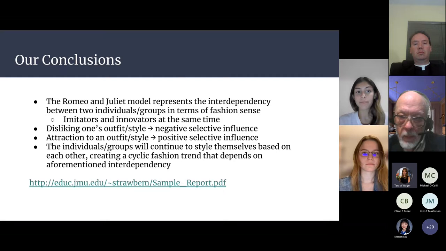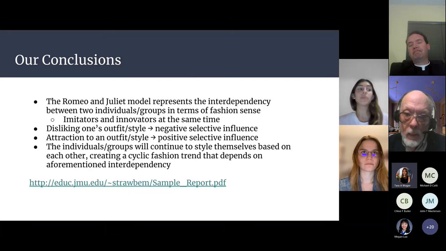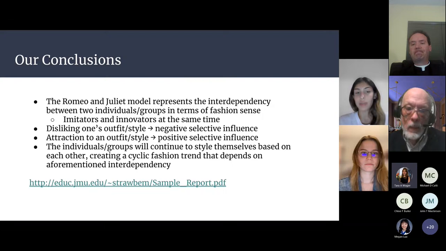But again, just to keep in mind, making models for fashion processes is extremely difficult because there are so many variables and constructs and factors to keep in mind. There is mass media, there's also income, prices of things, culture, things of that nature, but we did our best to create our own model. So yeah. Thank you.